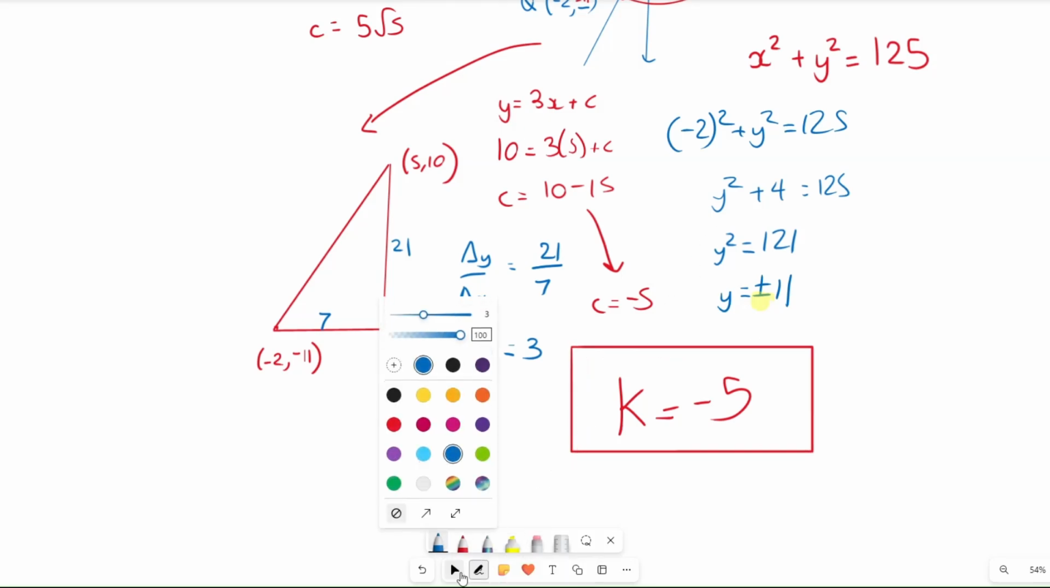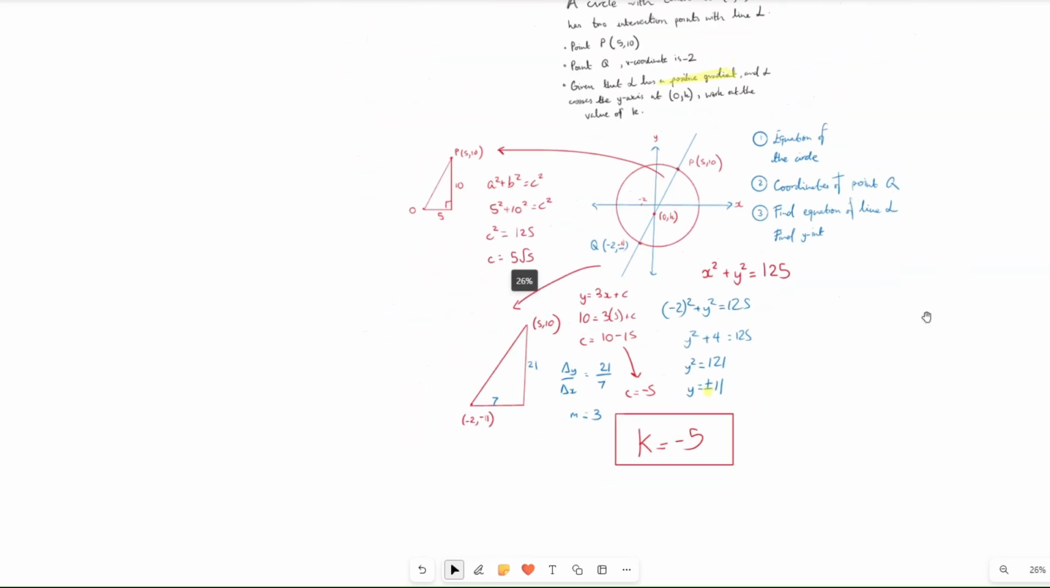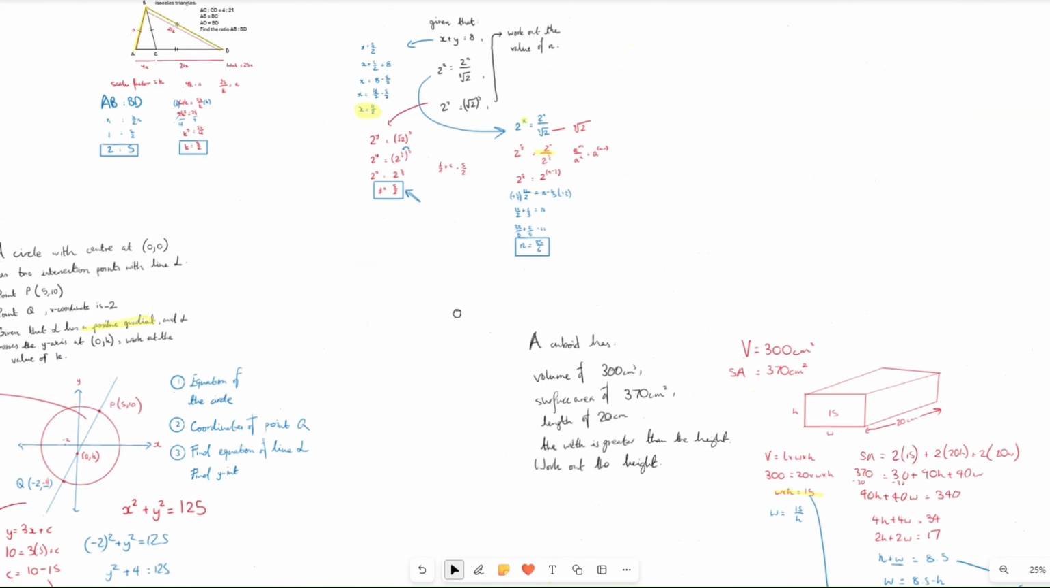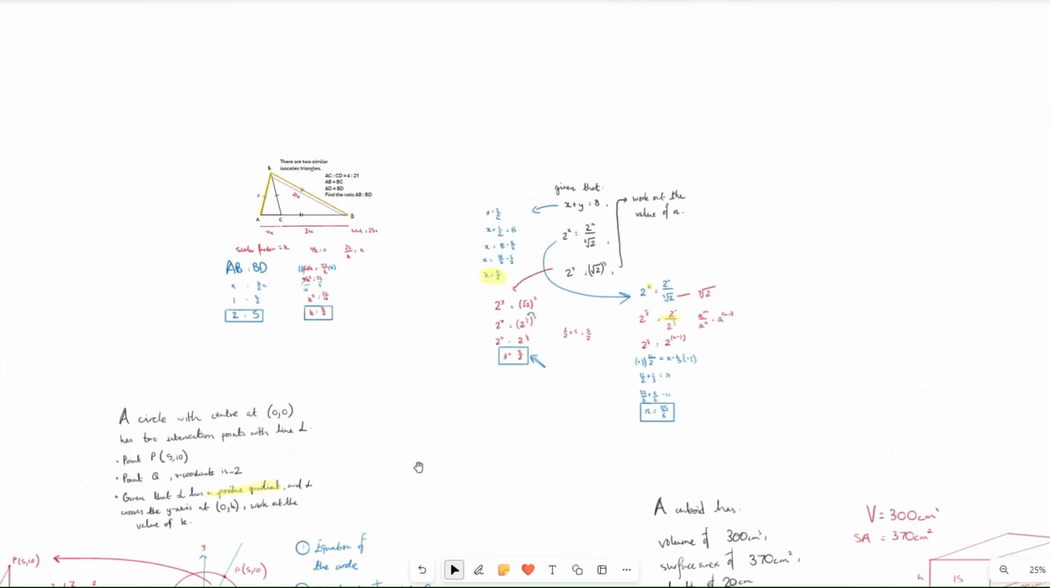I actually really like this question in the exam. I didn't like the cuboid one. I liked the other two, but I didn't like this one so much.